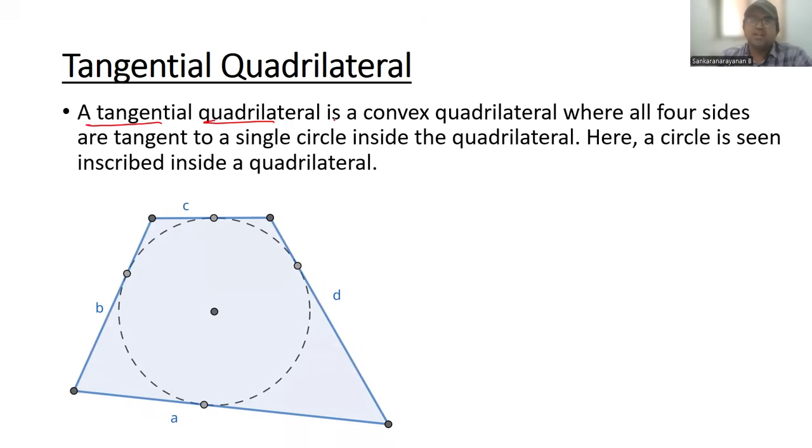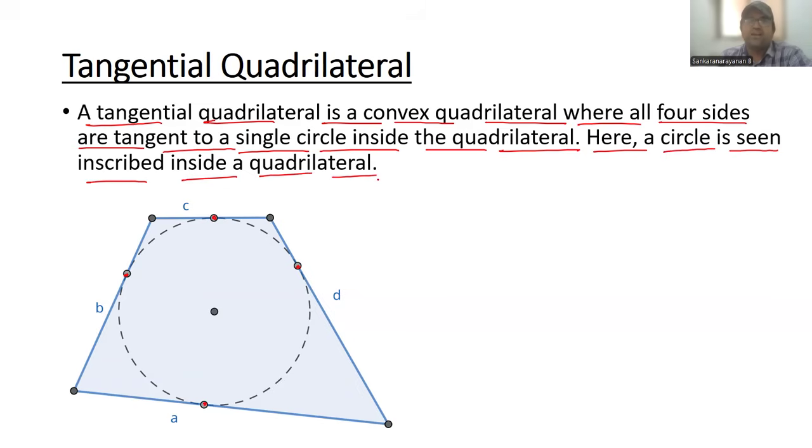A tangential quadrilateral is a convex quadrilateral where all four sides are tangent to a single circle, and that circle is drawn inside the quadrilateral. It touches the quadrilateral exactly at one point on each side, like what you see here. The circle will be lying fully inside the quadrilateral. So this type of quadrilateral, we call the tangential quadrilateral. Here you can see a circle inscribed inside this given quadrilateral.